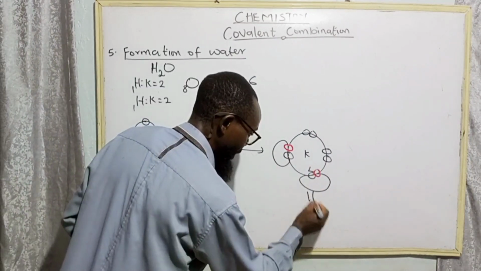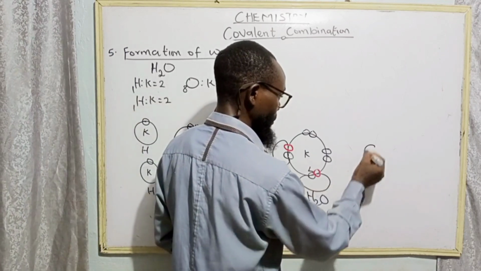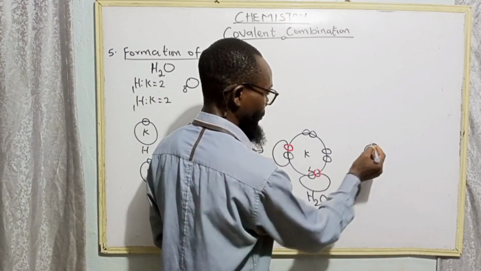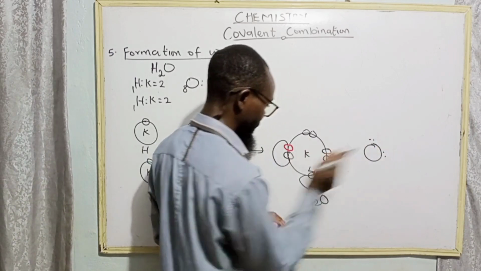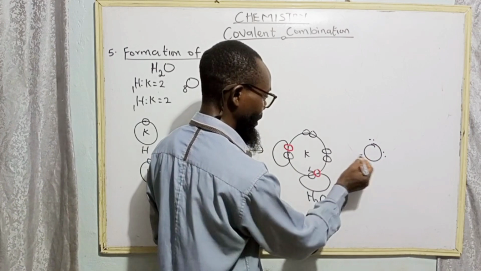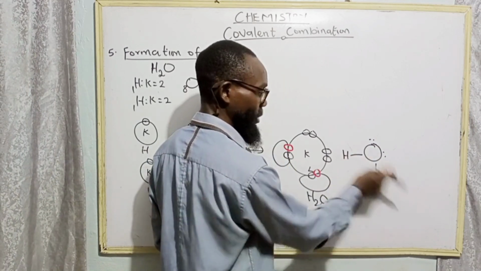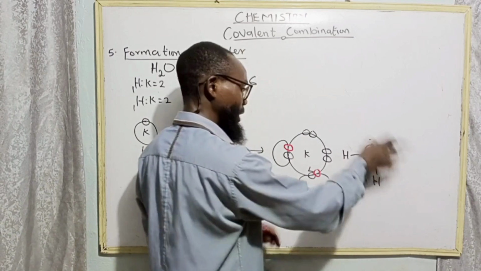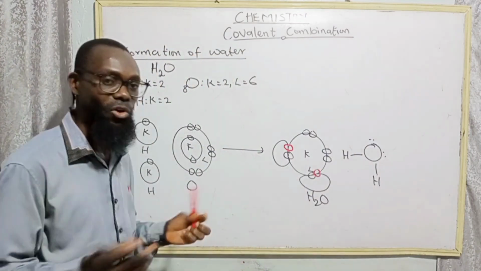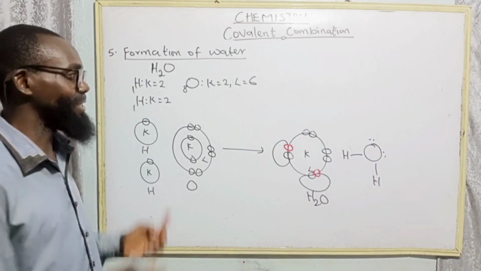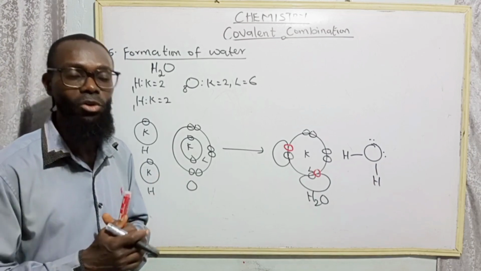That is H2O. Now, this is oxygen, we have 2 electrons. Then this is hydrogen, and then hydrogen. You can see this is a single bond, and this is a single bond. So this type of bonding here is called covalent combination. So this is how to understand the drawing or the explanation of covalent combination.